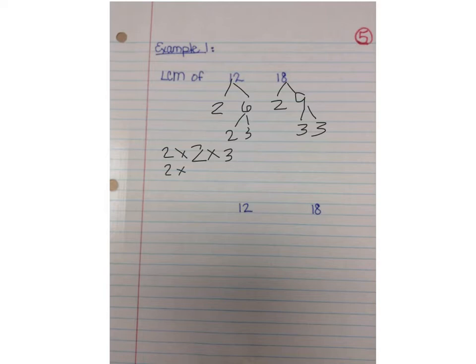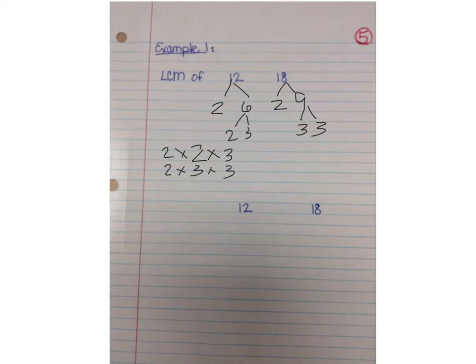Okay, so let's see. 12 is 2 times 6, and then 6 is 2 times 3. 18 is 2 times 9. I could have also done 3 times 6. That works as well. And then 9 is 3 times 3. Okay, now let's write them out. 2 times 2 times 3. Sorry, that 2 didn't turn out very well. And then my other one, 2 times 3 times 3.